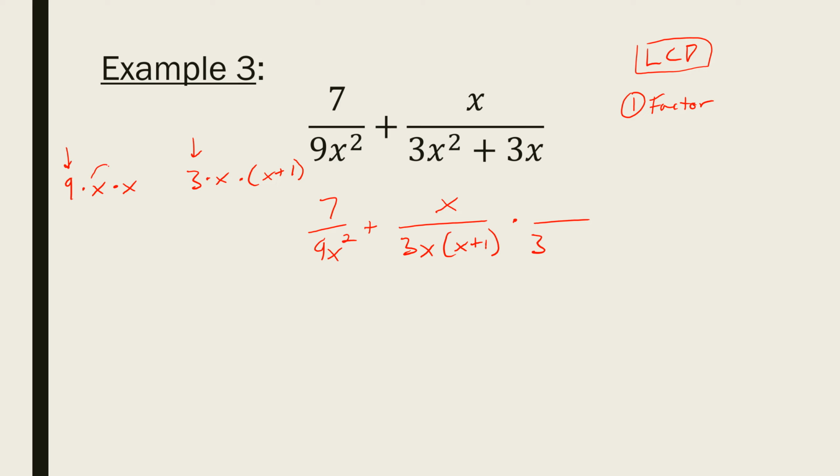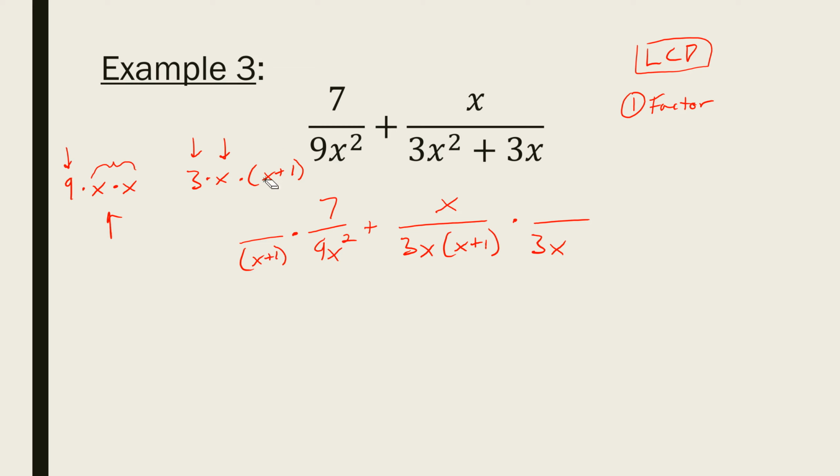Likewise, this fraction has 2 x's, but this fraction only has 1 x. That means I need to give it another x. So let's multiply by another x. Notice this x times this x will now match, and they'll both have an x squared. So, okay, what else? We took care of the 3 and the x. Oh, this fraction has an x plus 1. This fraction does not have an x plus 1. So I need to multiply my first fraction by x plus 1 in the denominator.